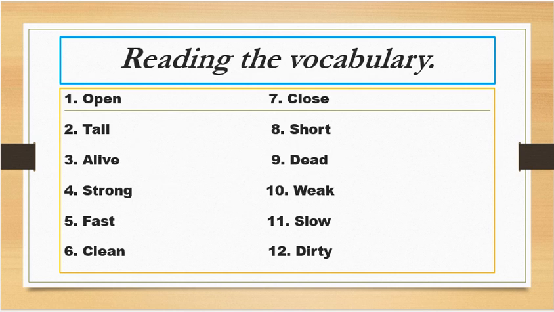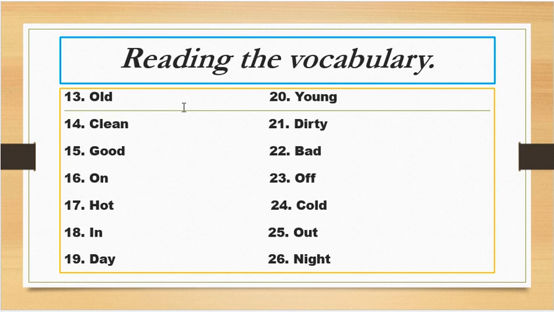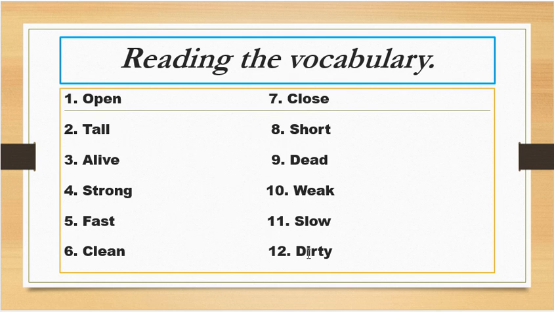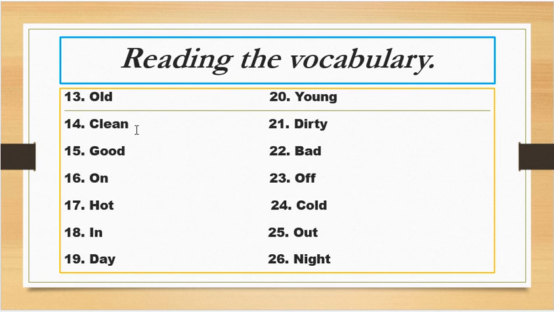Next we have number 13 to 26. Number 13, old, the antonym of young. Number 14, we have clean, which we mentioned in our first vocabulary. Clean, the antonym is dirty. Next, number 15, good, the antonym is bad.